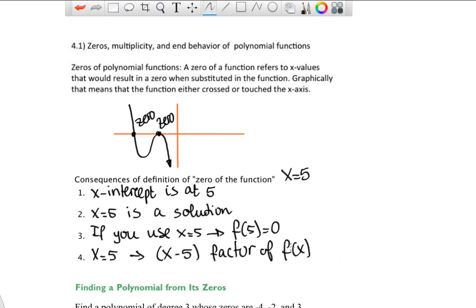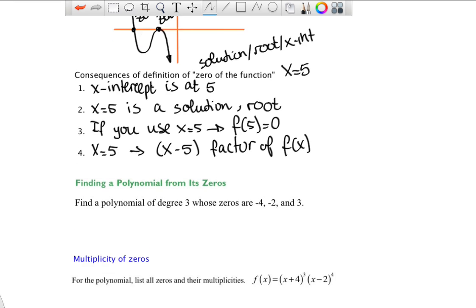And a little bit of this is just vocab. So x-intercept is another word for zero. I could call it a solution. The last word, and I guess I can just plug it in here, is that we can also call it a root. So zero, solution, root, and x-intercept all mean the same thing.